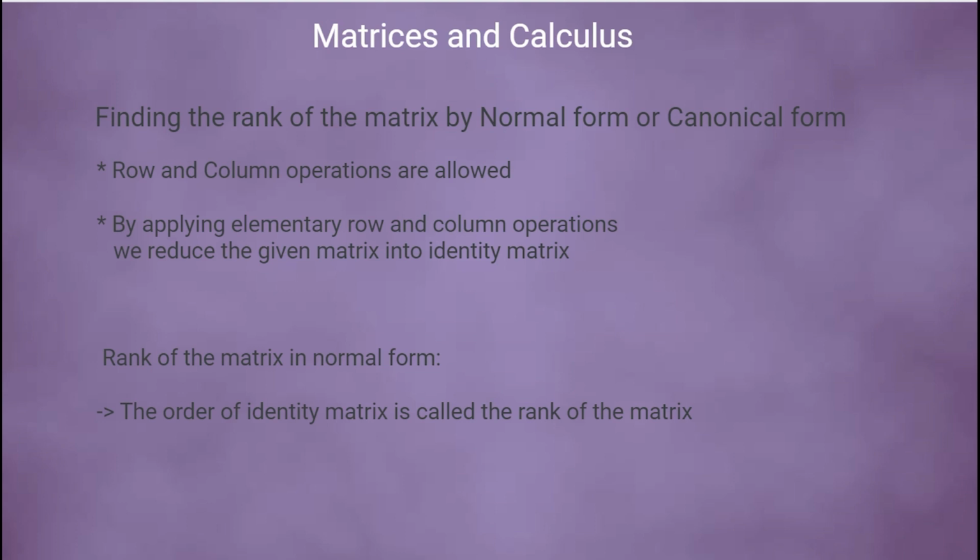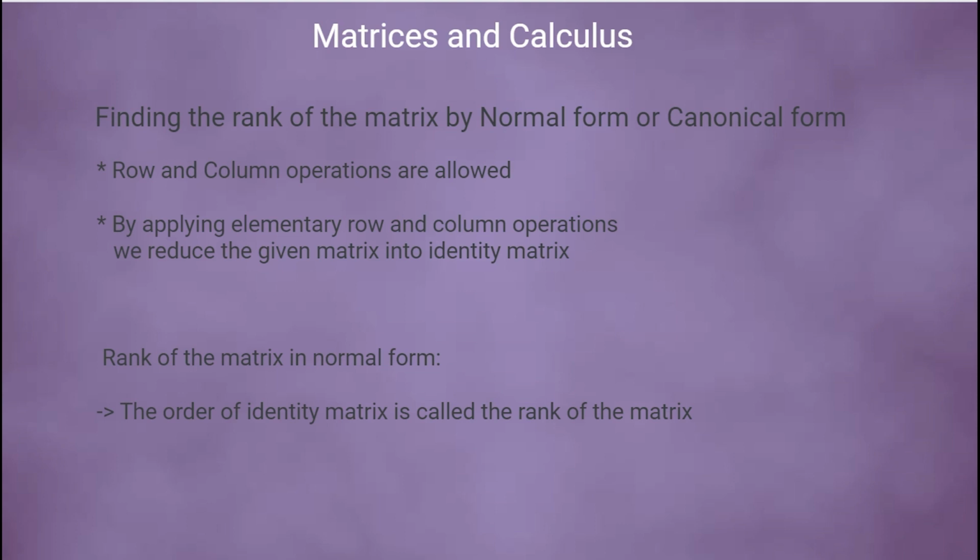And the second point: by applying elementary row and column operations, we reduce the given matrix into an identity matrix. So there will be a matrix given to you, and by applying several row and column operations, you need to reduce that matrix into an identity matrix. What is an identity matrix? A matrix in which the diagonal elements are 1 and all the other elements are zeros is known as an identity matrix. So by applying row and column operations, we need to reduce the given matrix into an identity matrix. That is the second point.